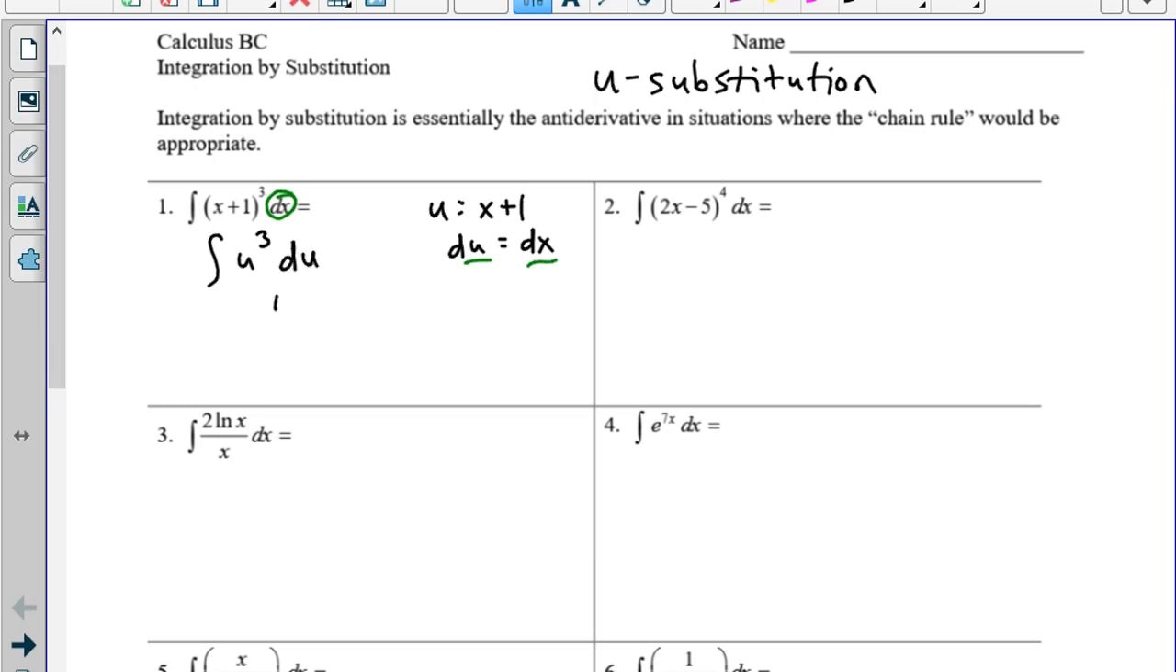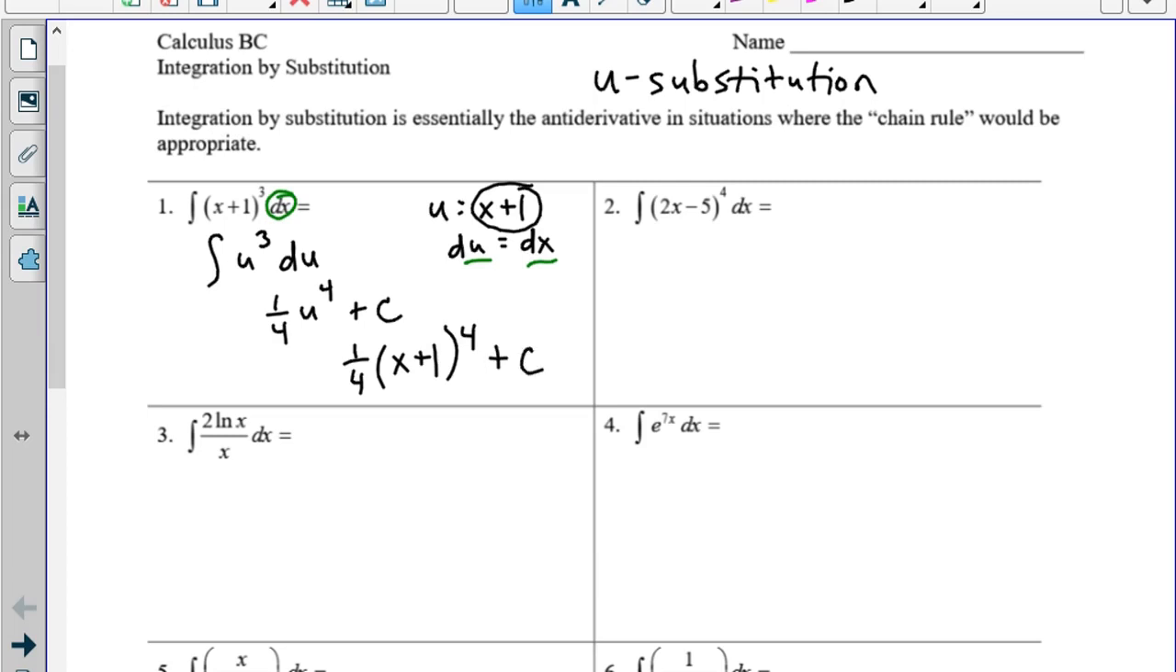Now I take the integral of this, I get 1/4 u to the 4th plus c when I anti-differentiate with an indefinite integral. So 1/4 u to the 4th plus c. And then the last step is taking whatever u was and replacing it back in again. So 1/4 (x plus 1) to the 4th plus c is our final answer.